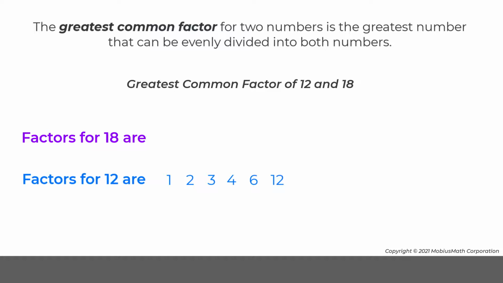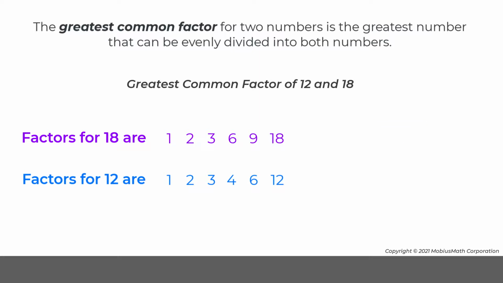The factors for 18 can be found by starting with the common factor for all numbers, 1, and then working upwards. So, 1 times 18 is a factor pair. 2 divides evenly into 18, so 2 times 9 is a factor pair. 3 also divides evenly into 18, so 3 times 6 is a factor pair. Neither 4 nor 5 divide evenly into 18, so these numbers are not factors.